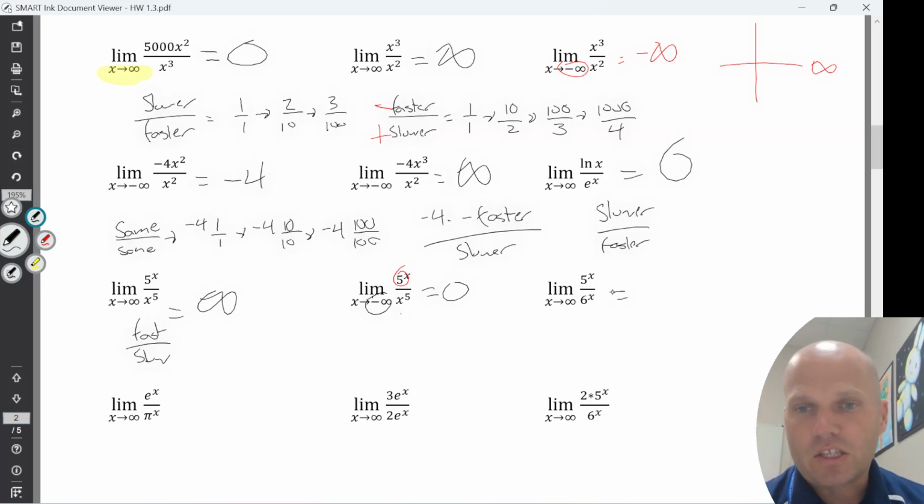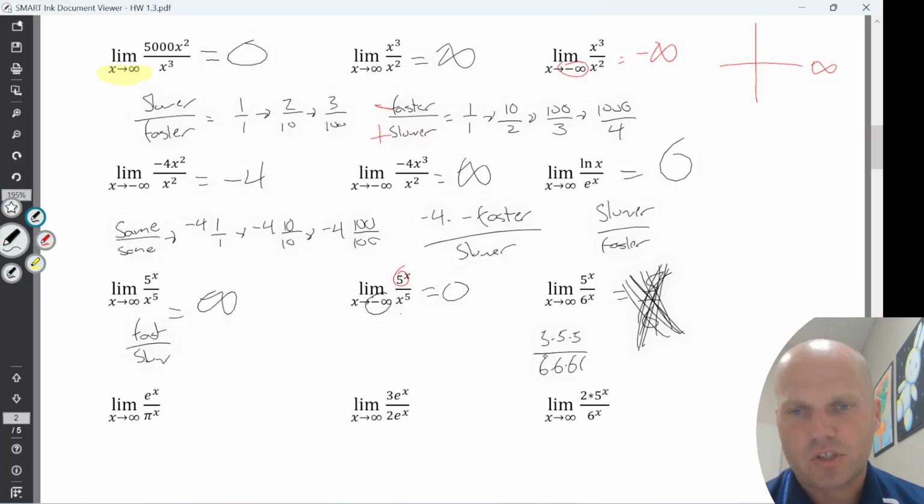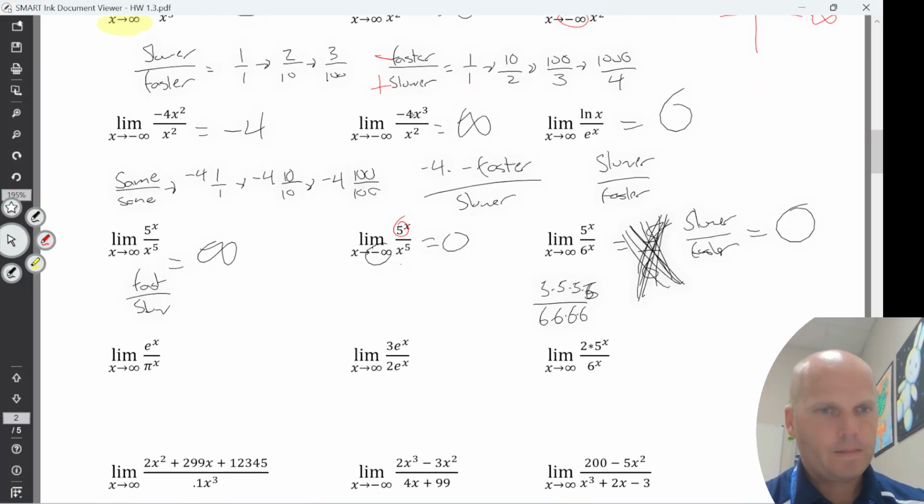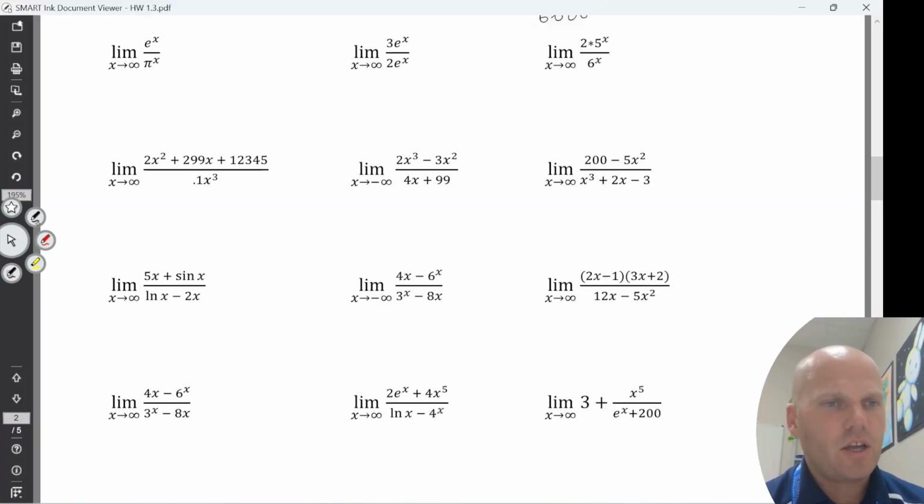A lot of people think this is the same growth over the same growth. This is wrong. 5 times 5 times 5 would produce slower growing numbers than 6 times 6 times 6. It's not like all of these cancel and just leave you 1, 5, 6. This is going to be a slower over a faster. Same would be here. You have to know the value of e is 2.7, the value of pi is 3.14, so this is a slow over faster.